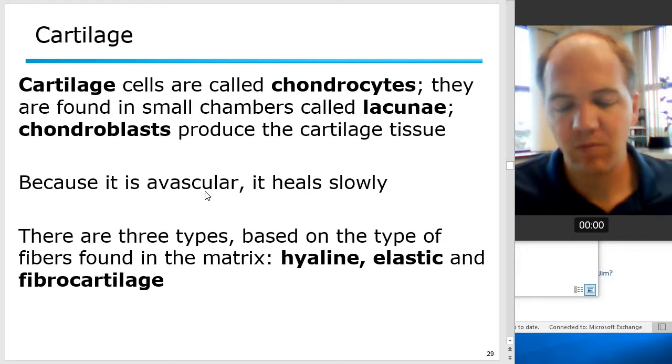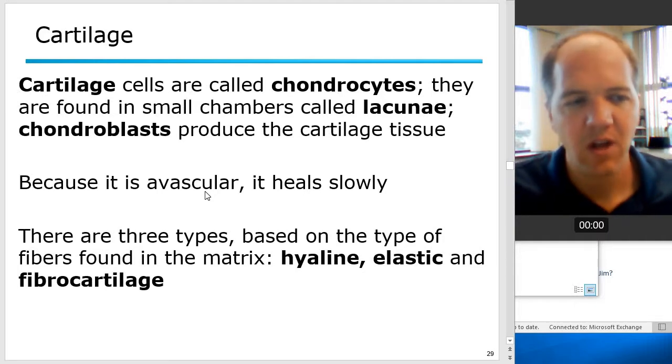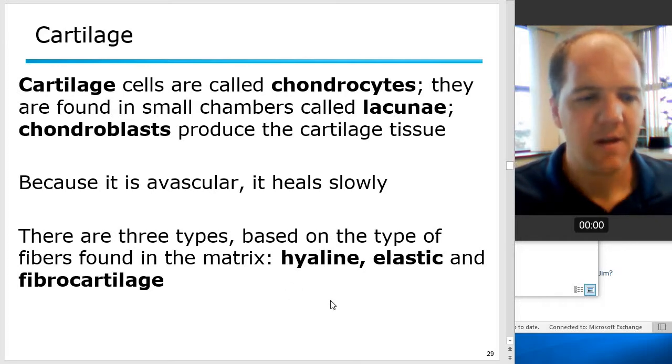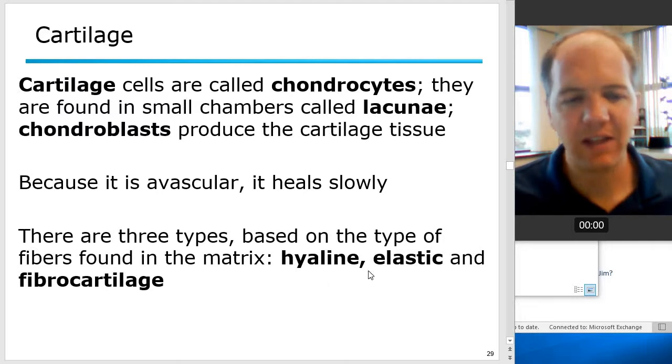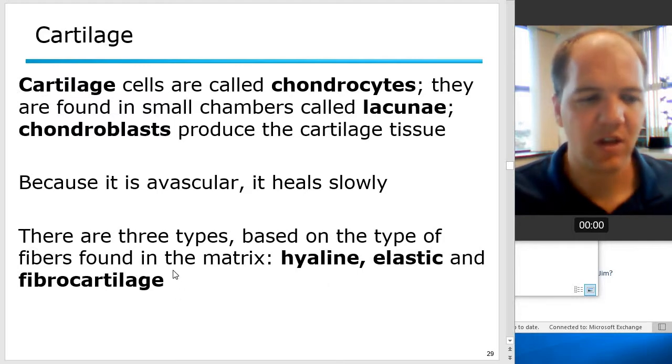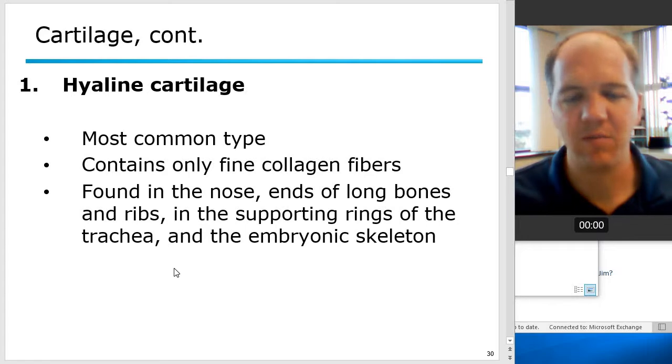So if you break a bone, we'll talk about bone in a minute, but there's lots of blood there, so your bone heals relatively quickly. But if you break your cartilage or damage your cartilage, it's very slow in healing. Three main types of cartilage: there's hyaline, elastic, and fibrocartilage. And these are found in different parts of the body.